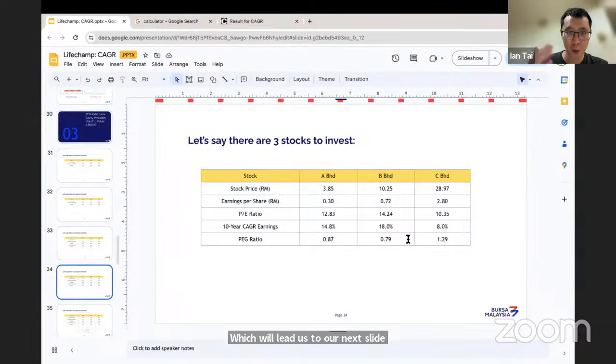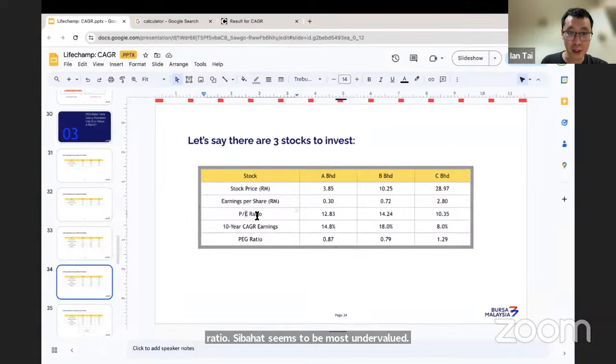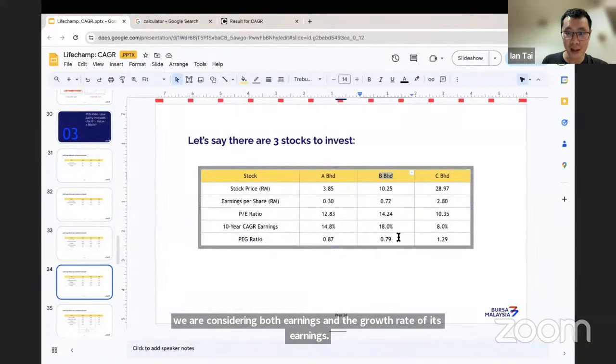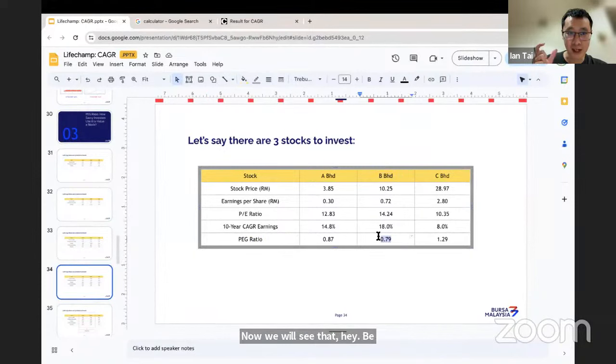So what can we see here? We can see that based on PE ratio, C Berhad seems to be most undervalued, because this view is only based on earnings alone, just one criteria. However, if we use PEG ratio, where we are considering both earnings and the growth rate of its earnings, we will see that B Berhad is most undervalued because the PEG ratio for B Berhad is the lowest among the three. So in this case, how will we choose?